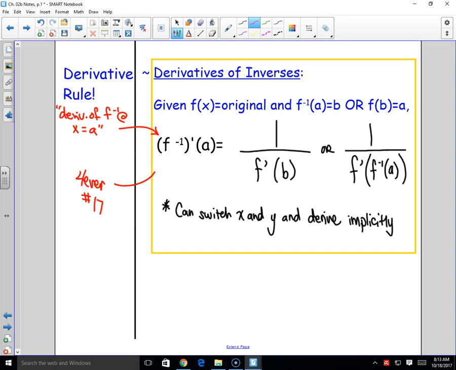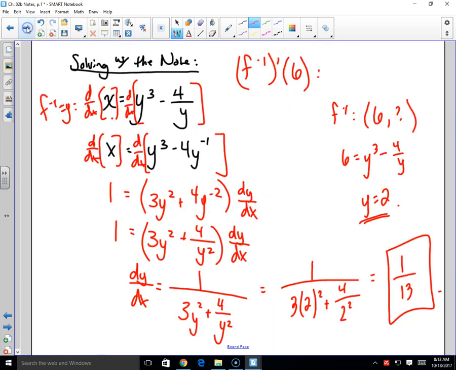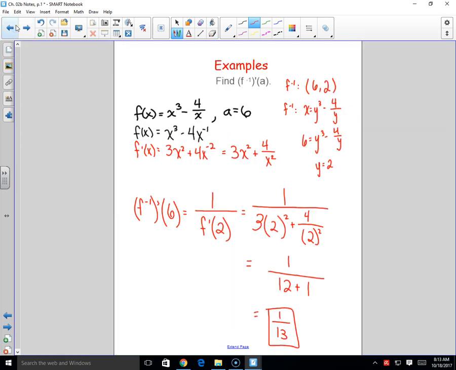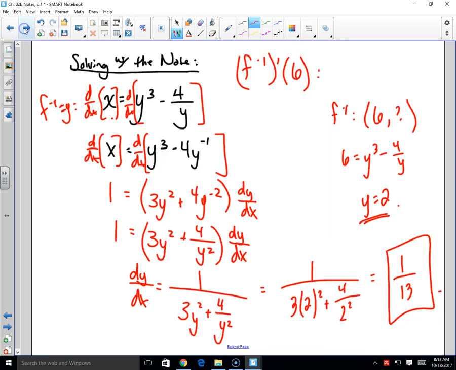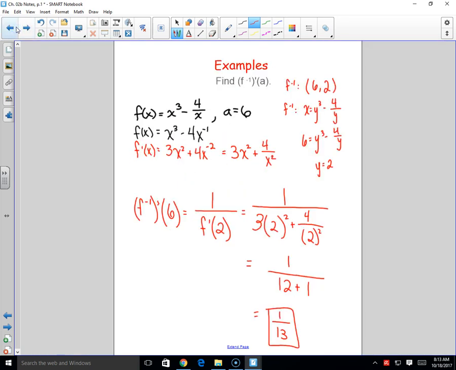Two ways of solving. One is with the formula, 1 over f prime of b, or you can switch the x and y and derive implicitly. We're going to start off with this example right here. We did two examples yesterday, but this one we did two days ago. We went over it again. One way, just so that you can label it this way, would be using the formula. Because if you notice, here's the formula right here.